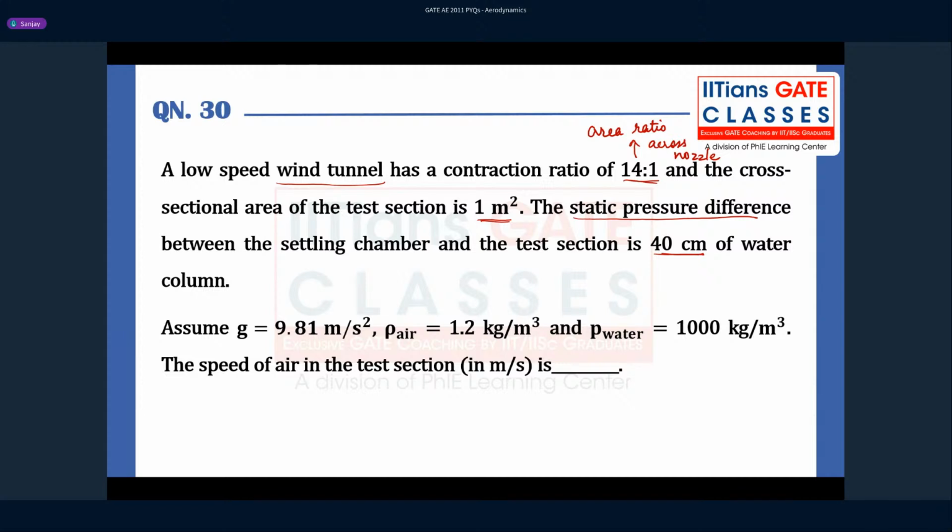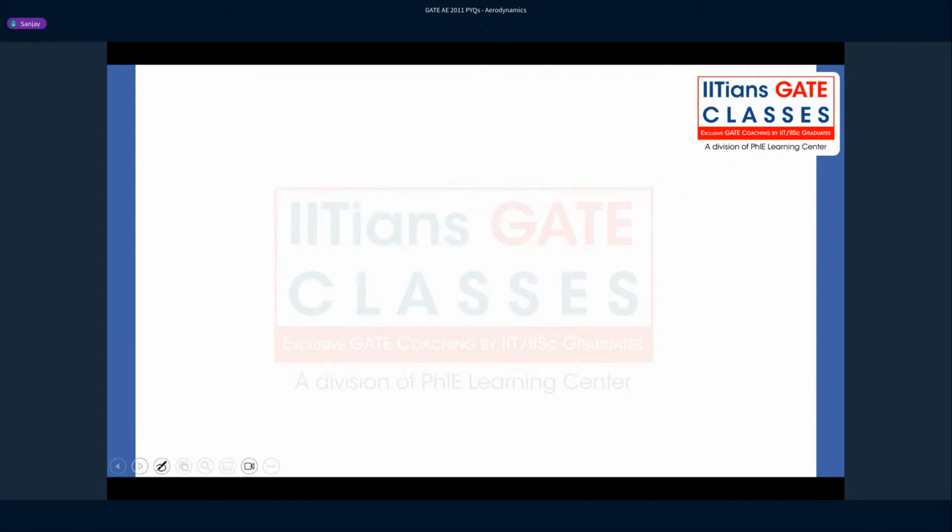So you have connected a U-tube manometer between the exit and the inlet of the nozzle, and say in that manometer the fluid is water and it shows a height difference of 40 centimeter. You can assume g, rho air and rho water to be these values. Speed in the test section is dash. So it is again a problem of a low speed wind tunnel, quite straightforward. So let's see.